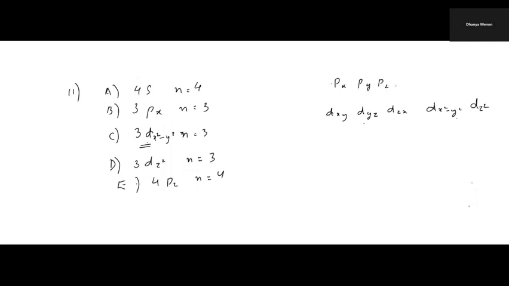We know that higher the n value, more is the energy. So that means vice versa, lower the n value, lower is the energy. So which of them have comparatively lower n values? These three of them. So B, C, D is our answer. They have lower energy compared to A and E. Okay. So this is how we do.